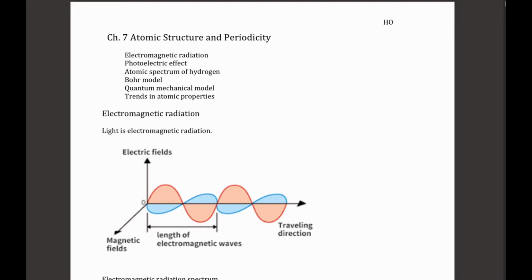So light is electromagnetic radiation. It's composed of an electric field and it's composed of a magnetic field. In our diagram, the electric field is shown as the red oscillating up and down wave. Electromagnetic radiation, that is light, travels, it moves from what it's reflected off to the next thing.